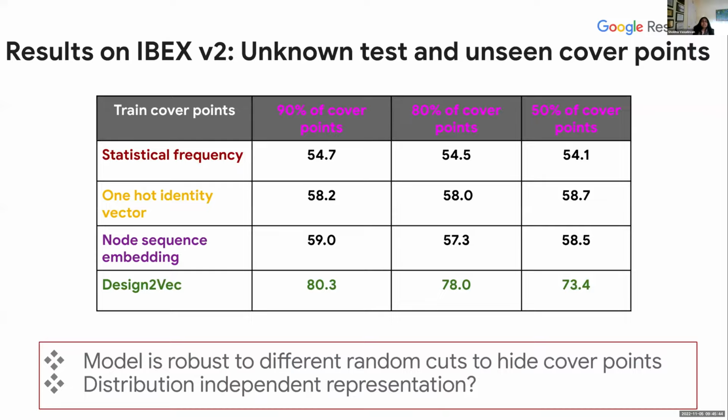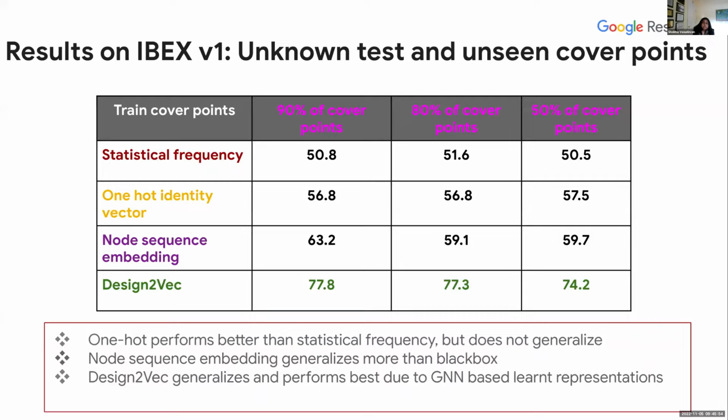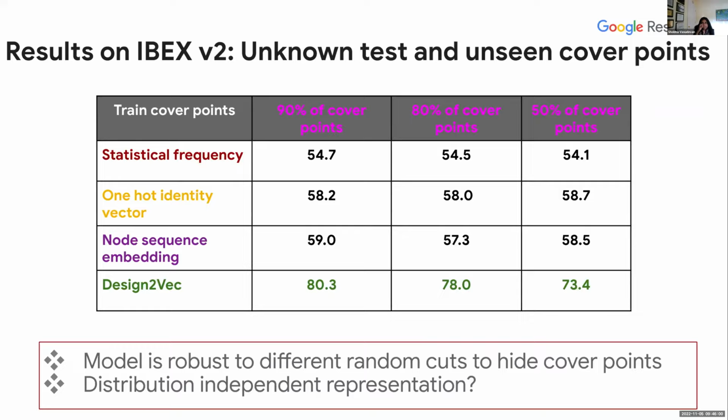So there is another version of RISC-V that we used. For this RISC-V version, we see a similar trend, although in this case the margin between Design2Vec and the others is much bigger than in the first case. So this is the first case for the first design. In the second case, the margin is much better. I forgot to mention something about what this is actually showing us.